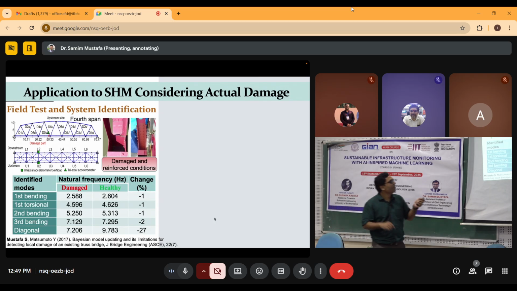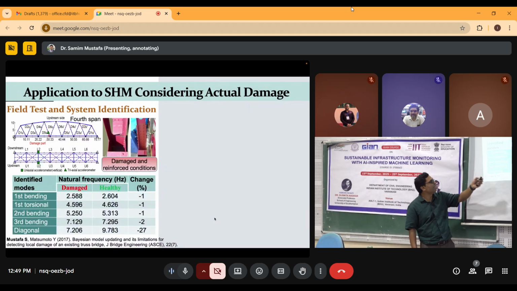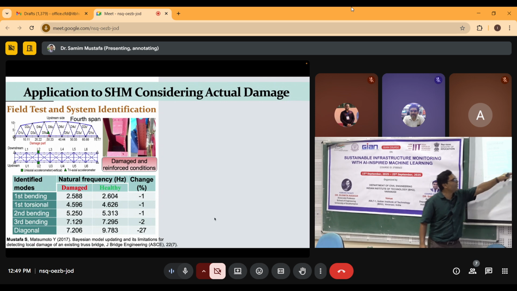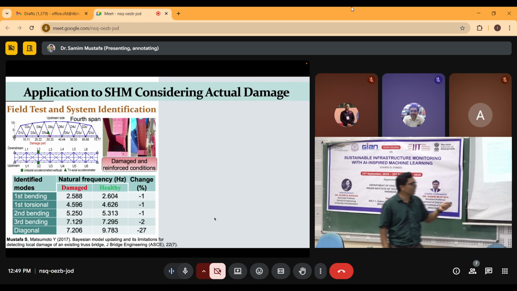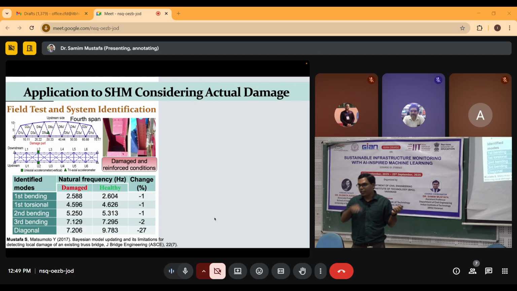Once this system modification was performed based on this data, these are the damaged natural frequencies and these are the healthy natural frequencies, meaning the reinforced condition. You see there is not much difference in the natural frequency of the global mode because of the damage. Of course, there is in the diagonal mode, because we placed a sensor near the diagonal member. In this case we knew the damage location, so that's why we placed the sensor there.